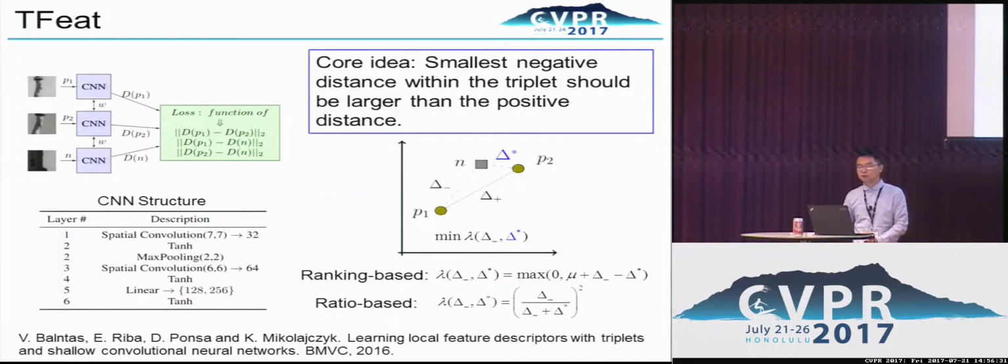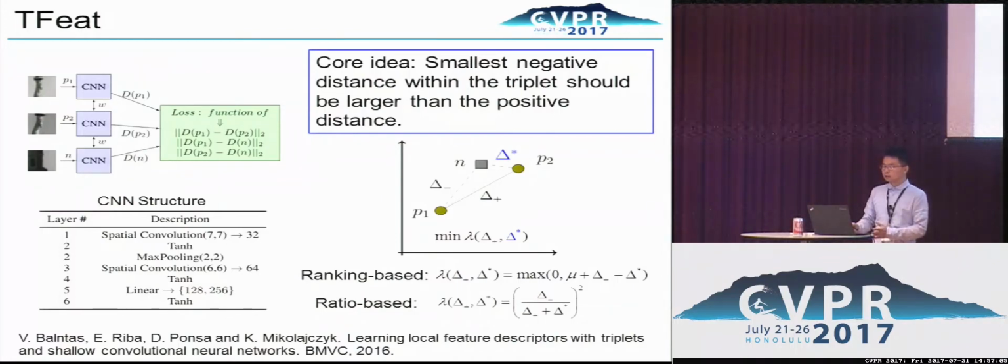Another work of using deep learning to learn the patch descriptor in the Euclidean space is the T-Feat proposed in BMVC 2016. It is also based on the triplet samples and effectively utilizes the exchangeability of the two matching patches in a triplet. The basic learning objective is to make the smallest negative distance within a triplet be larger than the positive one.